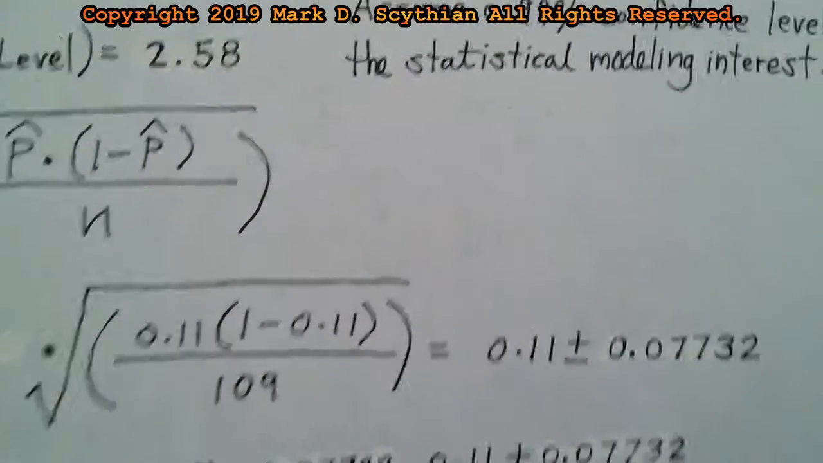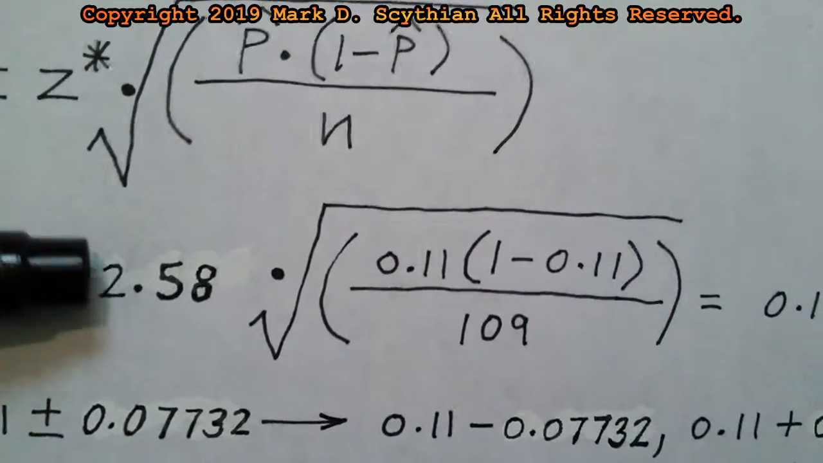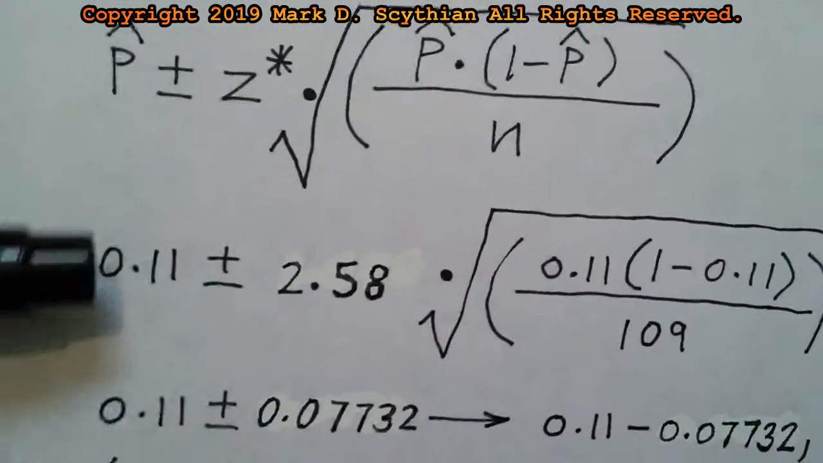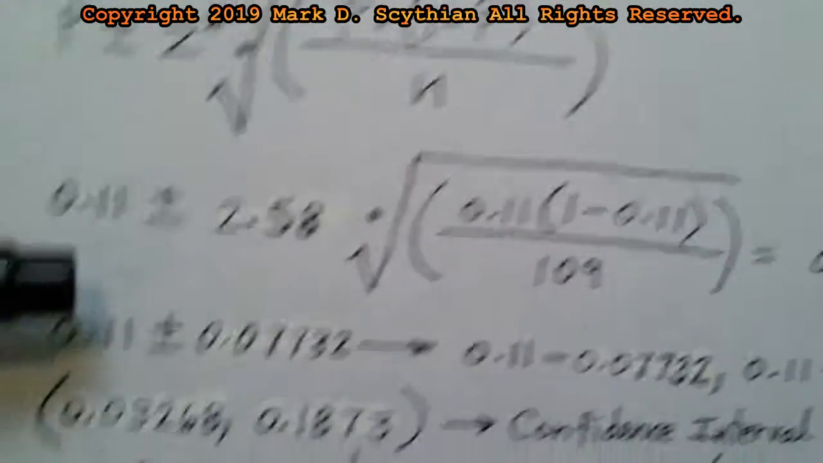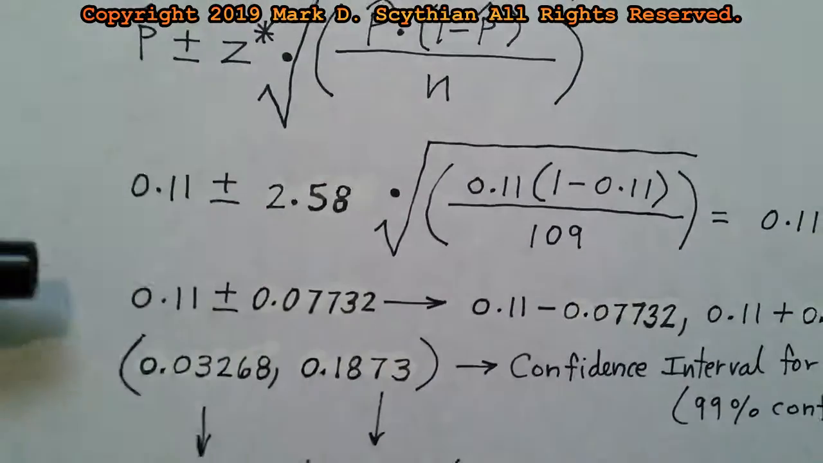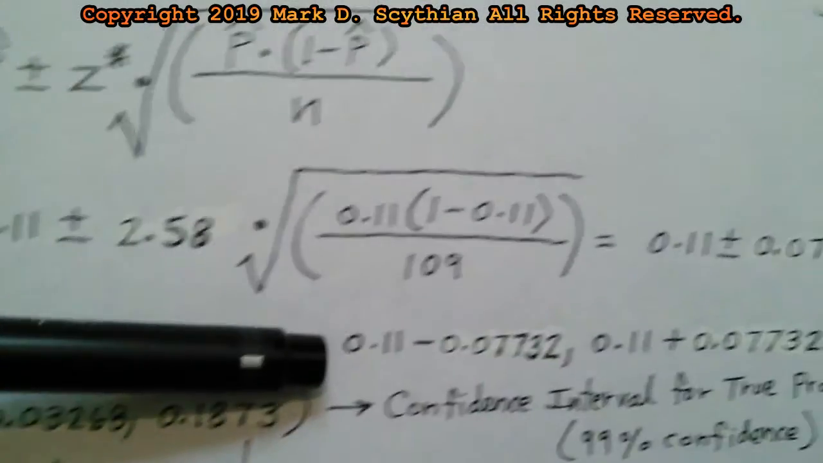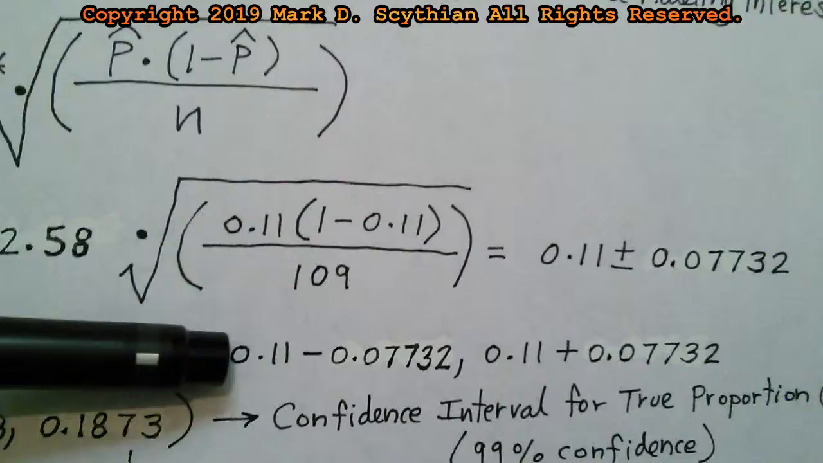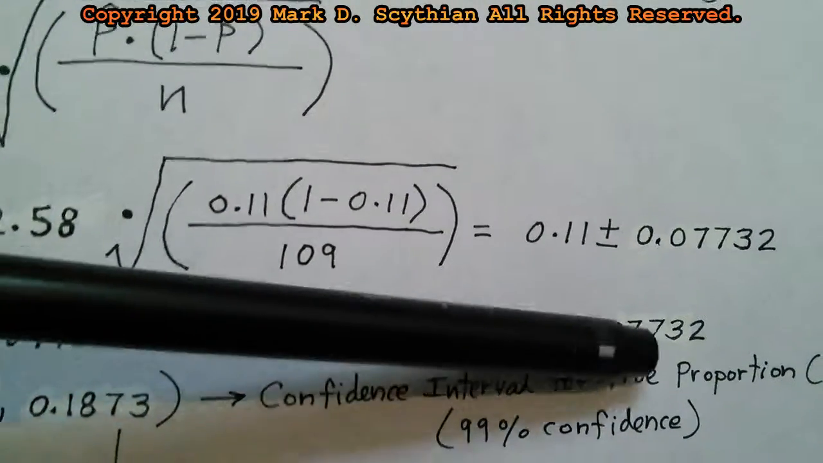That would be the standard error you calculated, right there. That would be the z-score or z-star. That would be the initial estimated proportion. So when you do so, right here, 0.11 plus or minus 0.07732, you will get a confidence interval of 0.11 minus the standard error, comma, 0.11 plus the standard error.